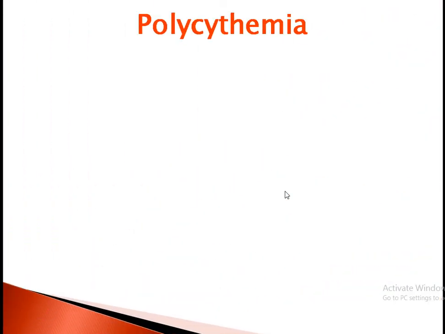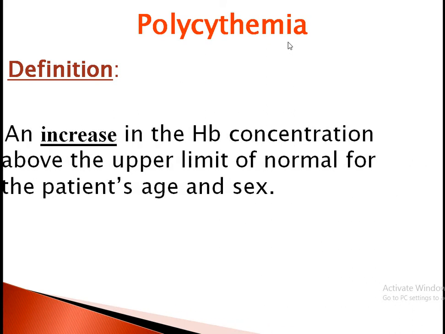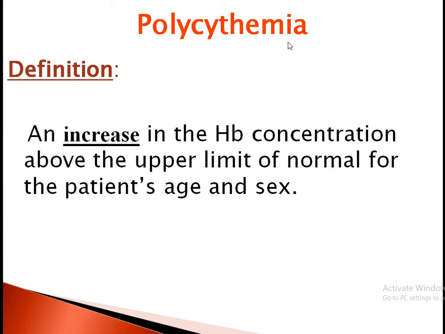Coming to the next thing, that is polycythemia. Poly means excessive, and the ending "emia" is specific for blood. So anything ending in this, like anemia, polycythemia, shows that it is related to the blood. How do we define it? Polycythemia is an increase in the hemoglobin concentration. It is the opposite of anemia, in which we have a decrease.